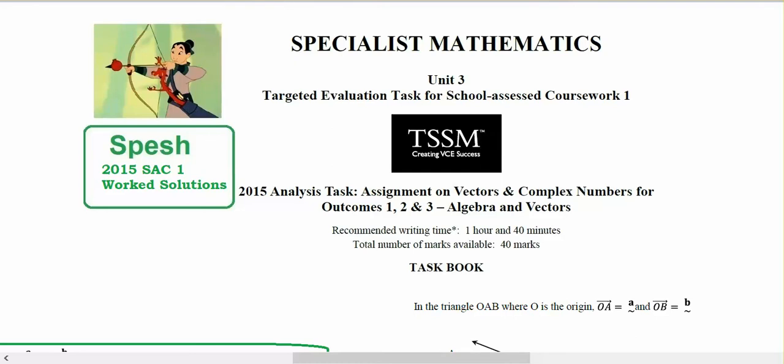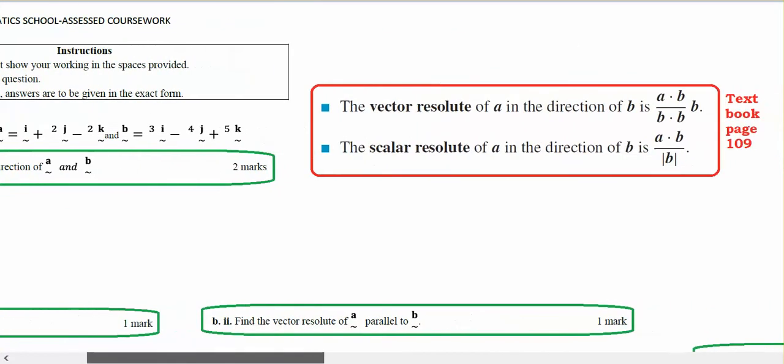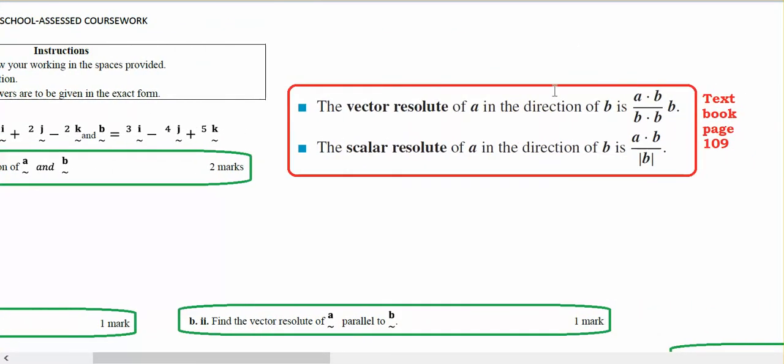This is for Year 12 Specialists, the 2015 Complex Numbers and Vectors SAC 1 Work Solutions. Okay, question 1: A is finding unit vectors, B is finding scalar resolutes and also vector resolutes. So from page 109 of the textbook, here are the formulas for the vector resolute and the scalar resolute.